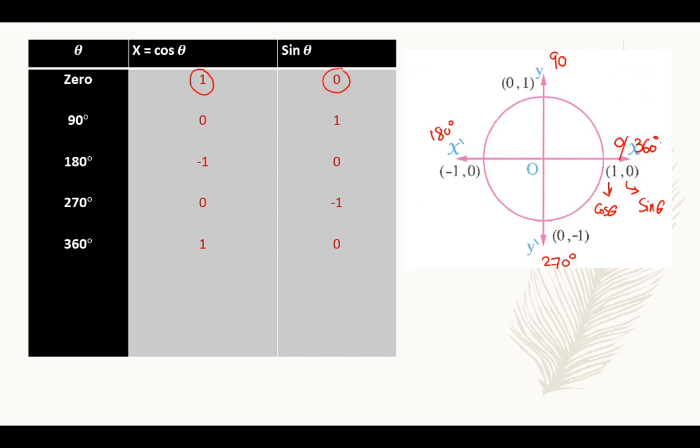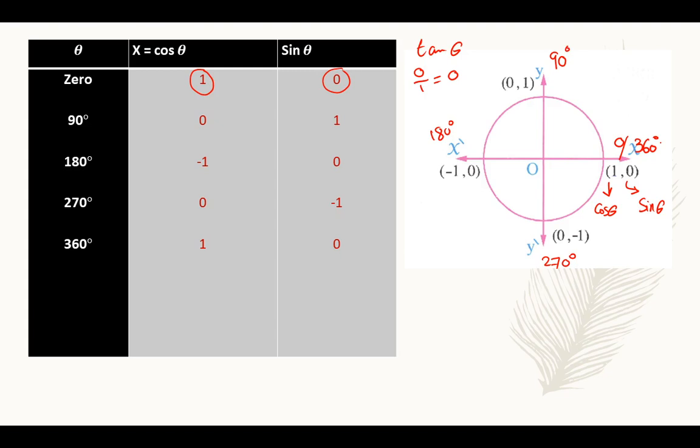And what about tan theta? If we want to find tan theta, it will be sine theta over cosine theta. So it will be 0 over 1, which is equal to 0. So the trigonometric functions of the angle 0 are cosine 0 equals 1, sine 0 equals 0, and tan 0 equals 0. What about the 90-degree angle?